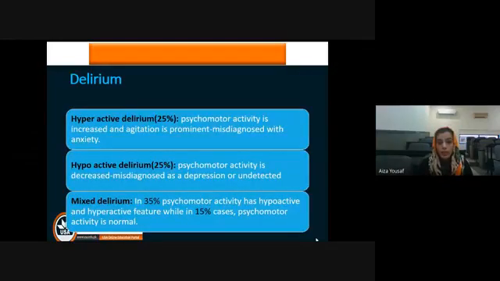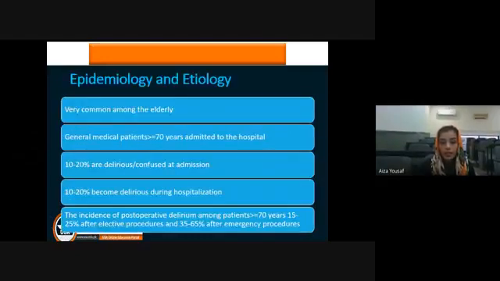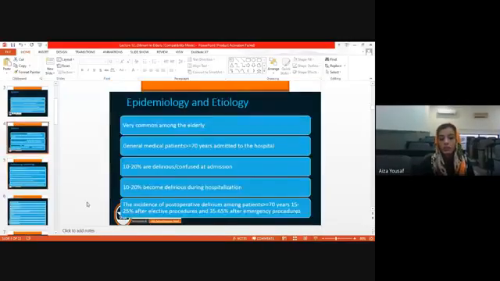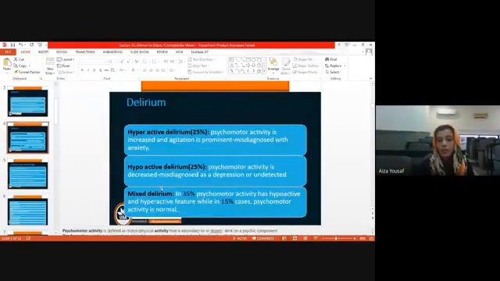There are three types of delirium. One is hyperactive, the second one is hypoactive, and the third one is mixed. In hyperactive delirium, whose prevalence is 25%, psychomotor activity is increased and agitation is prominent, and it is misdiagnosed as anxiety.